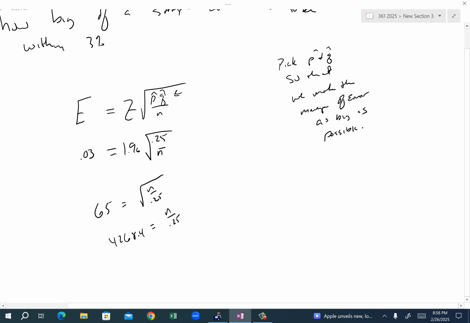Now, the way you do this, in reality, it becomes n is greater than or equal to (Z over E) squared times P hat Q hat. Okay, whatever this answer is here, n has to be bigger than or equal to this number. Okay, that's what it always is going to be.